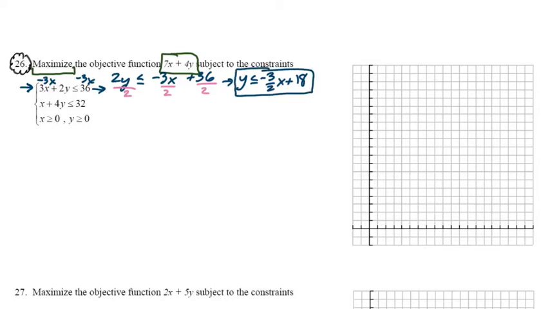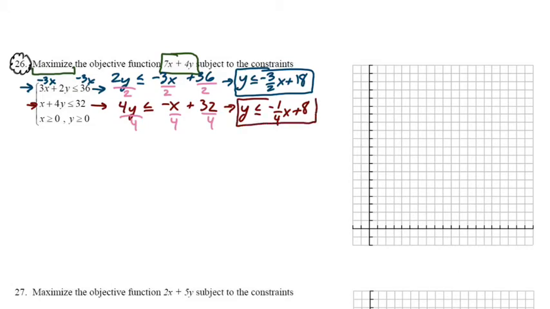Let's get a different color here and look at the other constraint in red. Let's see, subtract x on both sides, and we get 4y is less than or equal to negative x plus 32. Divide everything through there by 4 to get y by itself, and we are left with y is less than or equal to negative 1/4 x plus 8. All right, now that one is ready to go as well.